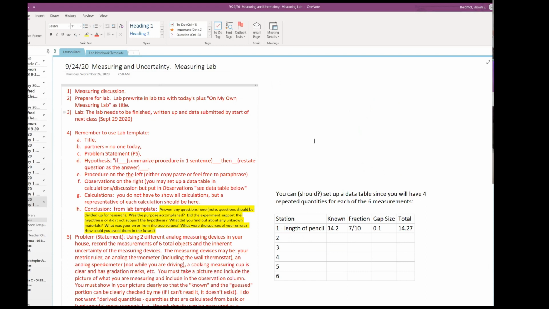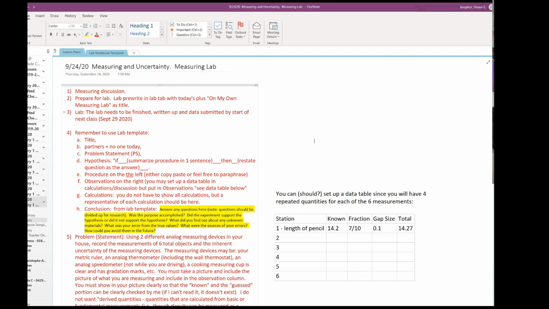Not objects. You're going to measure 6 things. You can measure time. You can measure speed. You can measure rotational velocity, RPMs, tachometer stuff. You can measure air pressure. You can measure weight. You can measure volume, length. Anything that you have in your house that is measured with an analog measuring device.